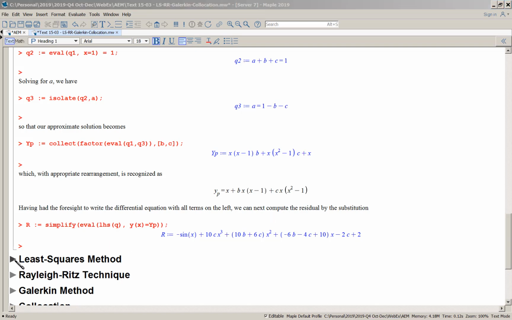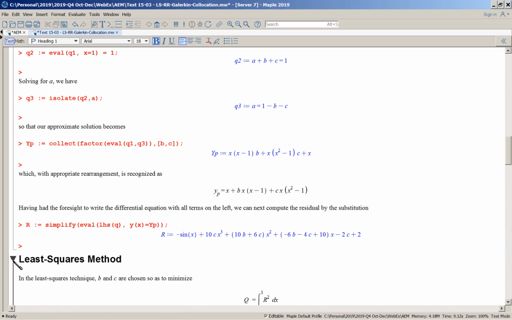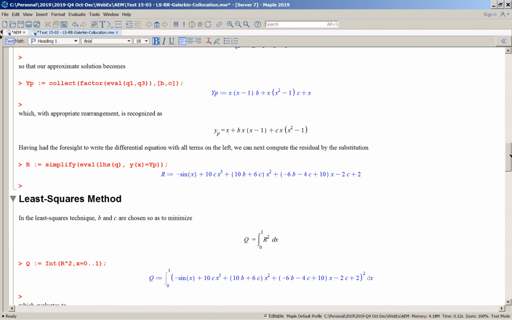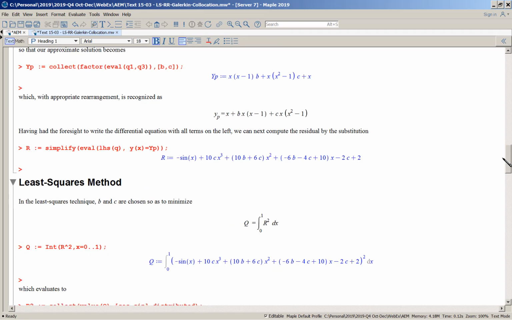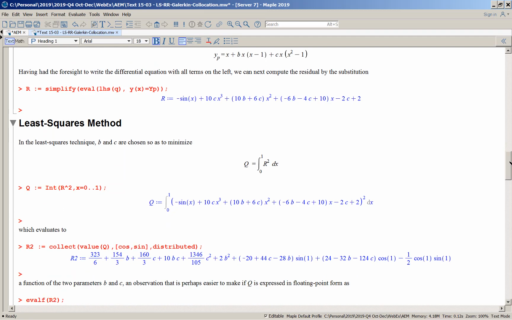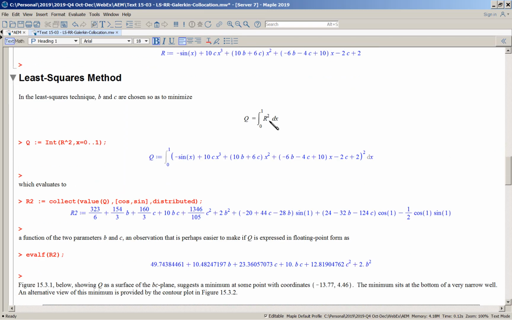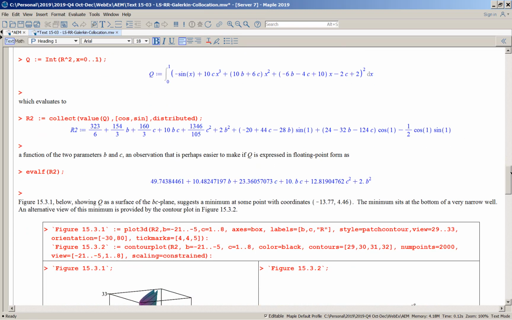So let's take a look at what I call the least squares approach to getting this residual as close to the 0 function as we can. So we do an L2 norm on R. You square it, integrate it from 0 to 1, and that results in this expression. There are 2 parameters, b and c. Choose b and c so that this is as close to 0 as possible.